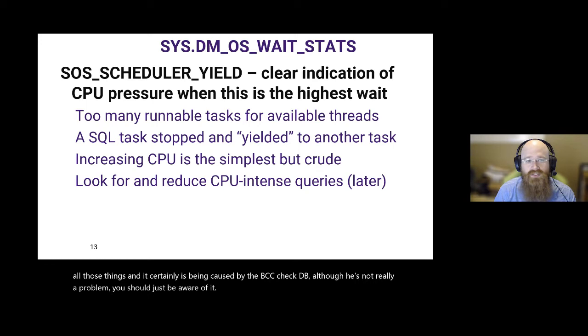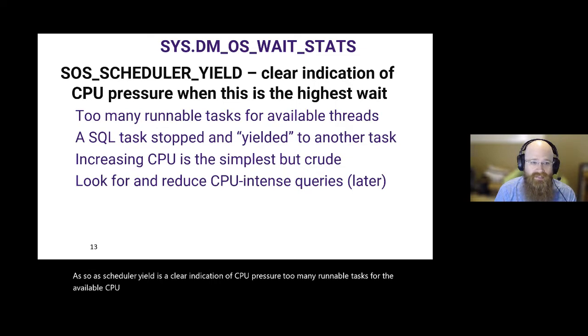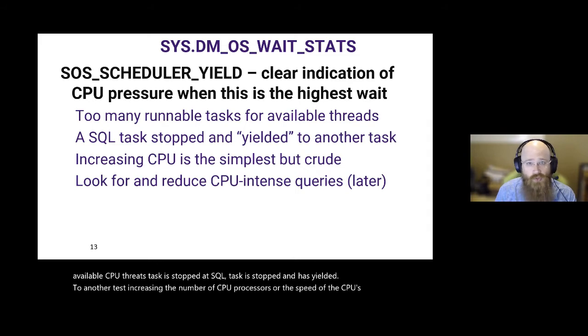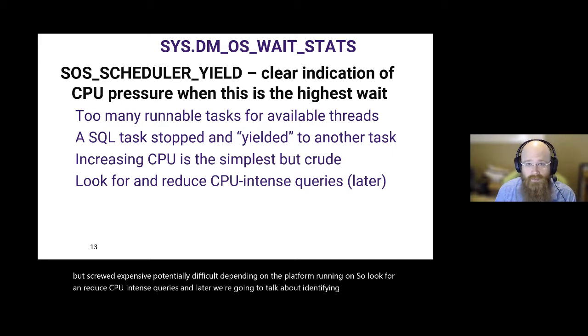SOS_SCHEDULER_YIELD is a clear indication of CPU pressure. Too many runnable tasks for the available CPU threads. A SQL task is stopped and has yielded to another task. Increasing the number of CPU processors or the speed of the CPUs is simple, but it's crude, it's expensive, and potentially difficult depending on the platform you're running on. So look for and reduce CPU-intensive queries. And later, we're going to talk about identifying the worst query plans when it comes to CPU time. That's going to be really helpful for you.